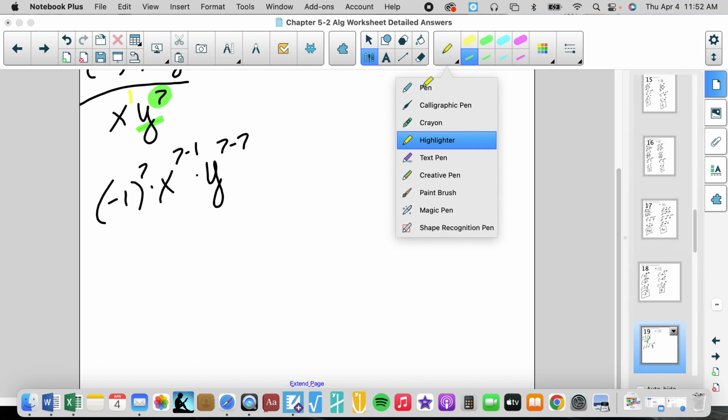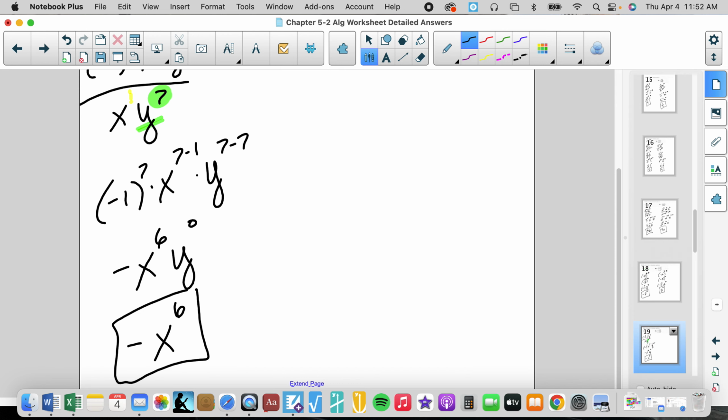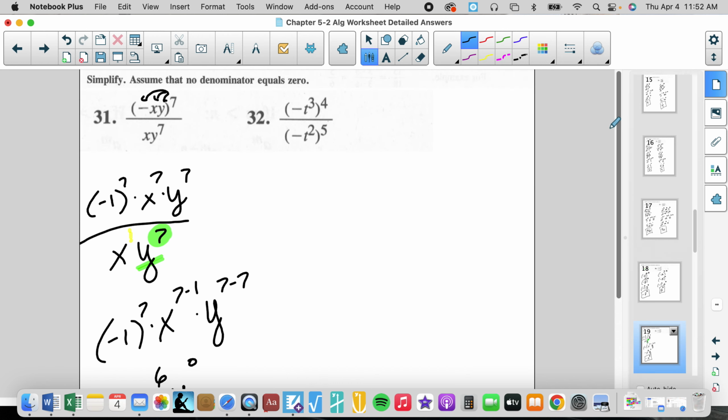So now let's simplify. Negative 1 to an odd power is still going to be negative. We have x to the 6th, y to the 0. So we get negative x to the 6th. No quantities, no parentheses. That coefficient was dealt with by itself.